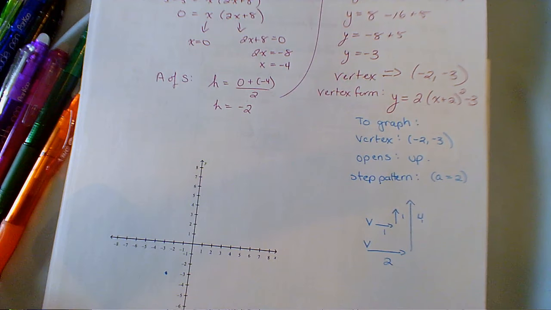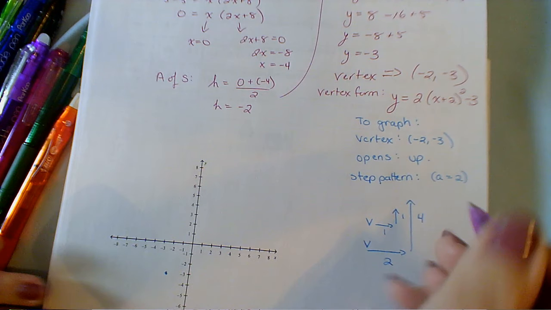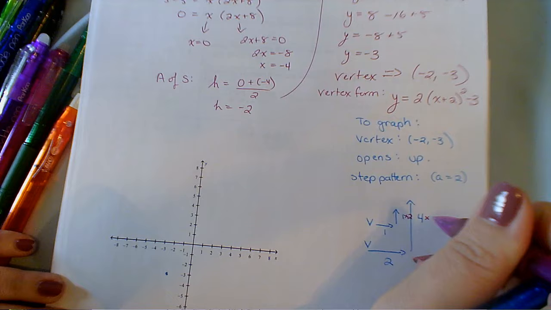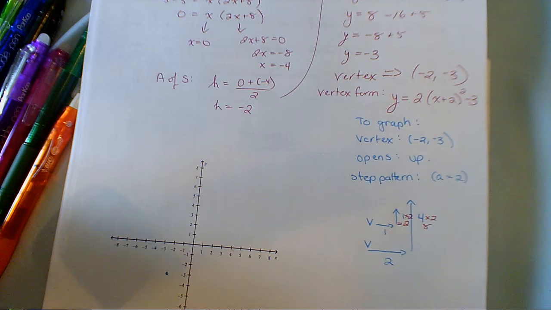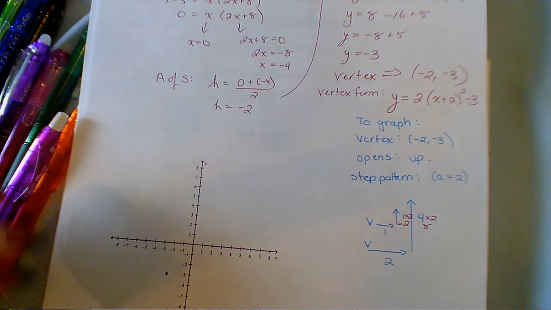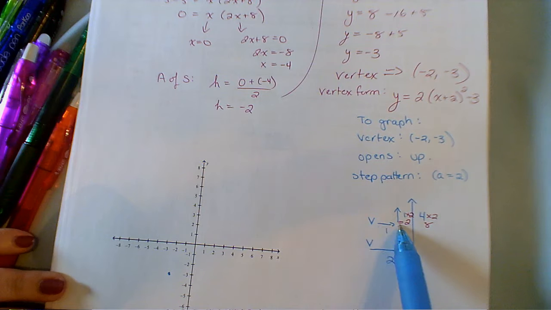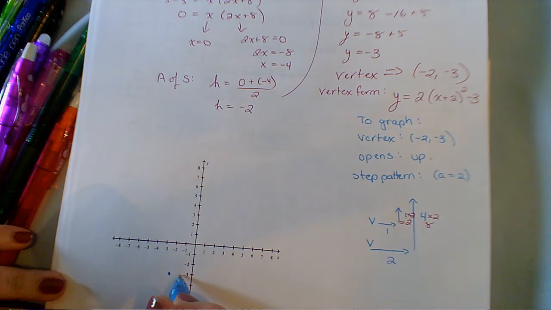What's going to happen is these normal numbers, these heights, are going to be times 2. 1 times 2 is 2, 4 times 2 is 8. So from my vertex, I'm going to count 1 number over, 2 numbers up. So you should be at -1, -1. Back to the vertex.